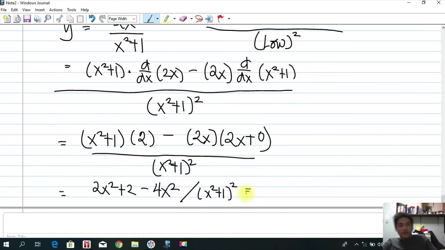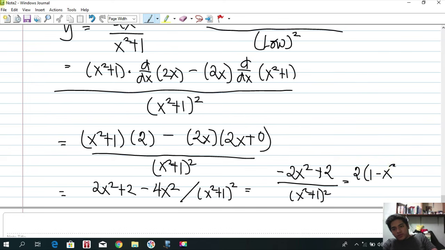So we have now the answer, 2x squared minus 4x squared, that is negative 2x squared plus 2, divided by x squared plus 1 squared. Okay, so we can simplify this further by factoring out 2. So we have 2 times 1 minus x squared, divided by x squared plus 1 squared. So this shall be our answer.